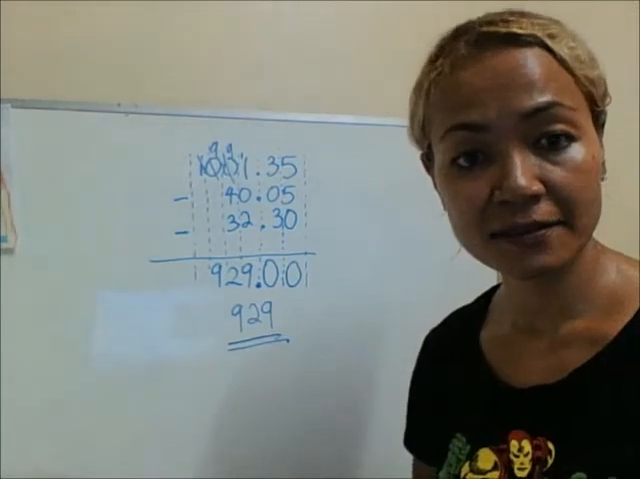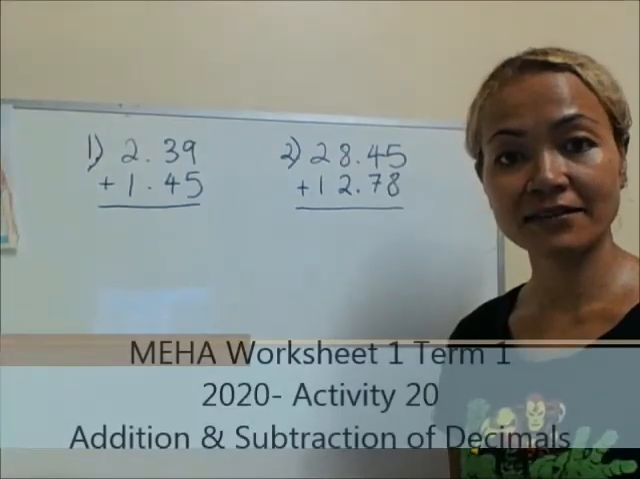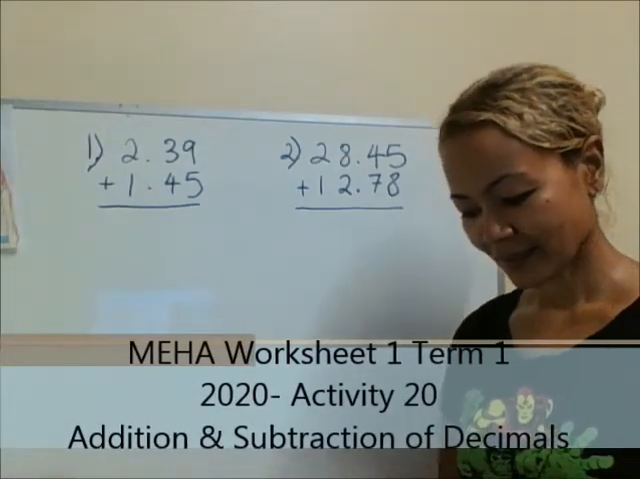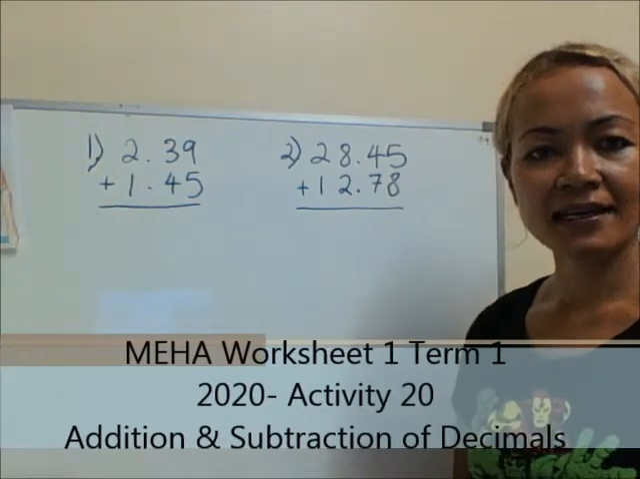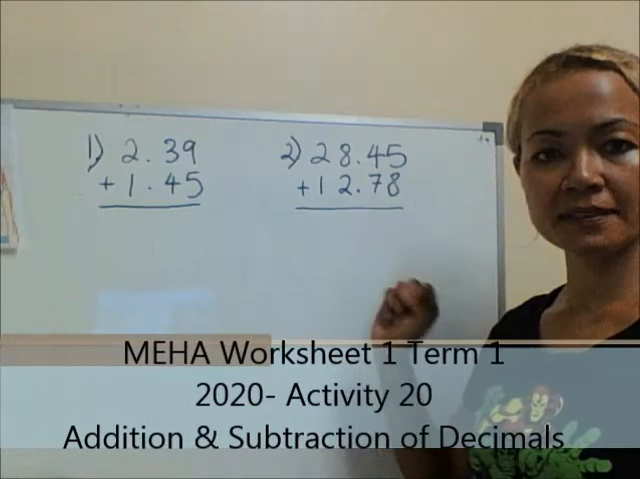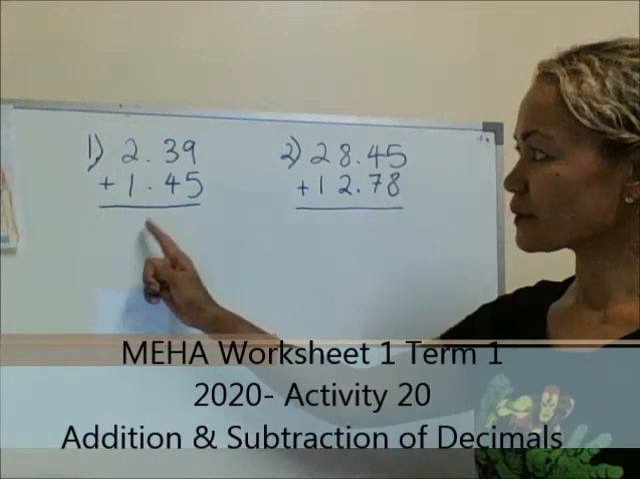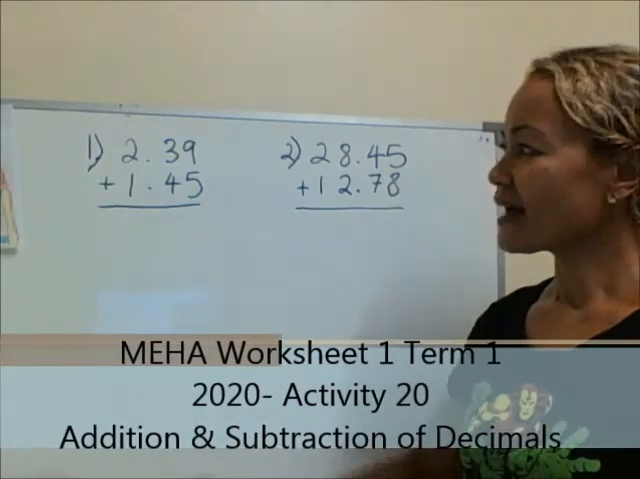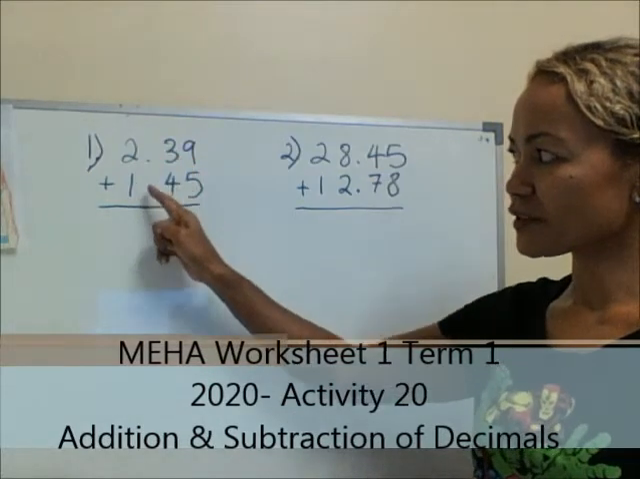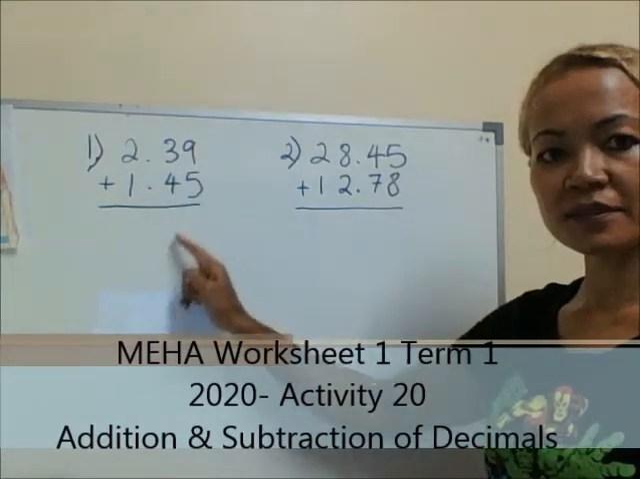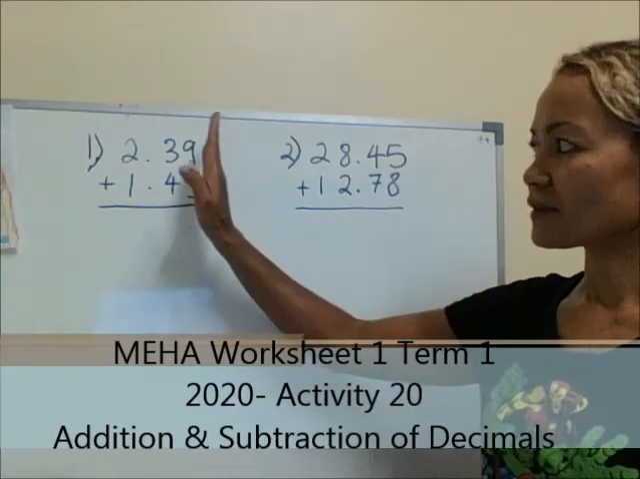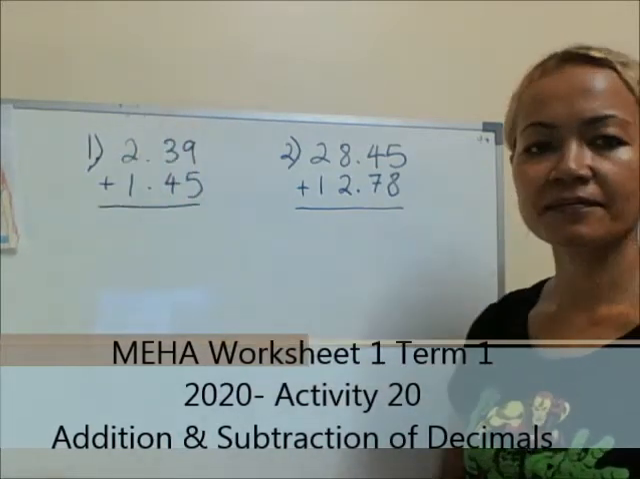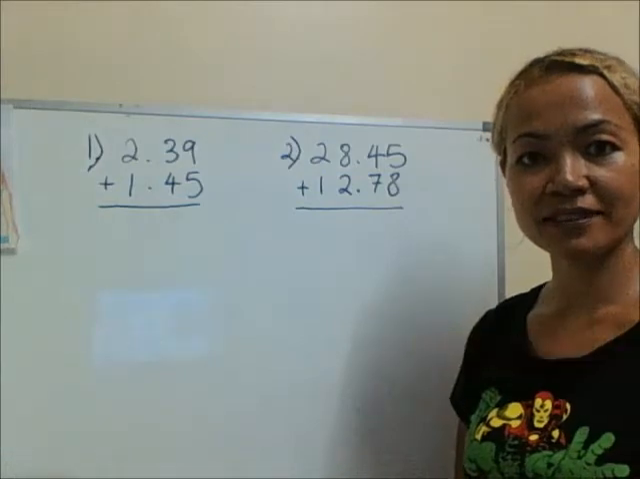Yeah, so that is subtraction. Let's now tackle activity 20. That's addition and subtraction of decimals. And I have up here the first 2 problems. So we'll start with this one. And make sure that you align all your numbers so there's similar place values on top of each other. And I'll give you time to solve it now.